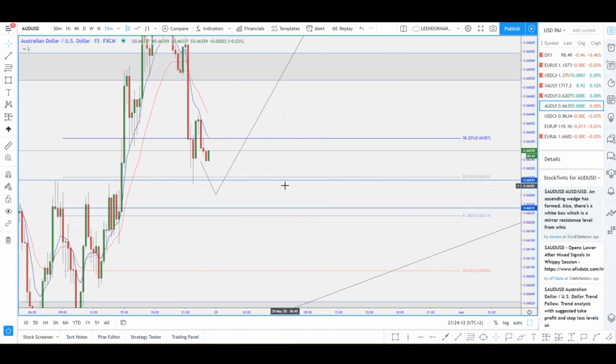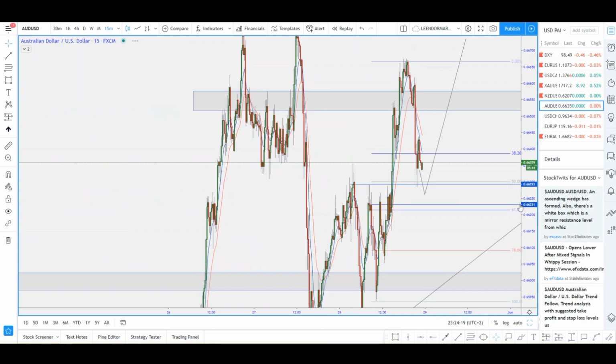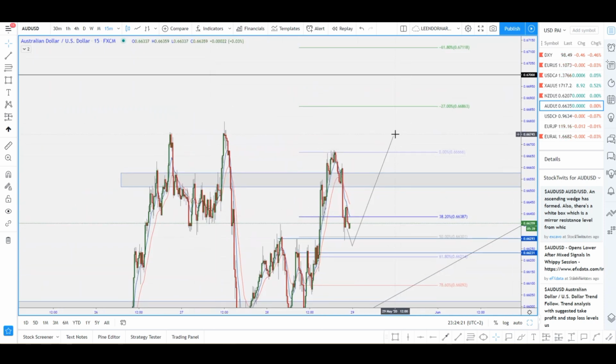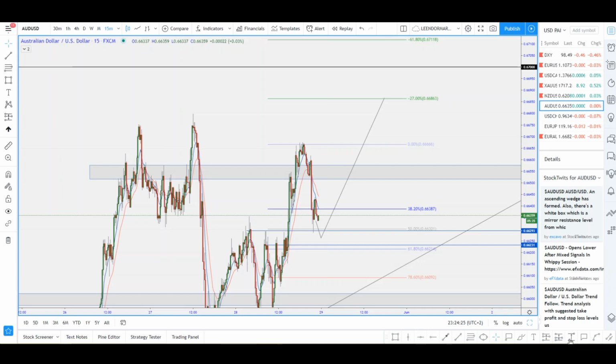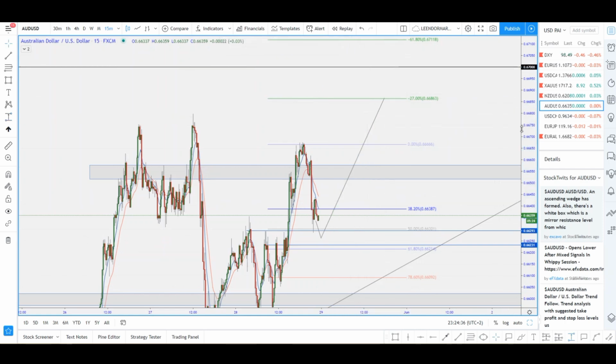So this is the 50%. From 50 to that 60% level, this is where I'm looking at getting my rejections to the upside. From here, I do anticipate that the market can rise at least to that negative 27 for my first target. So this would have been, let me see, the amount of pips I would have gotten with this clean move. This would have been a clean 60 pip move, intraday, obviously.